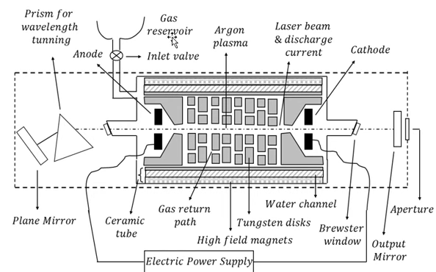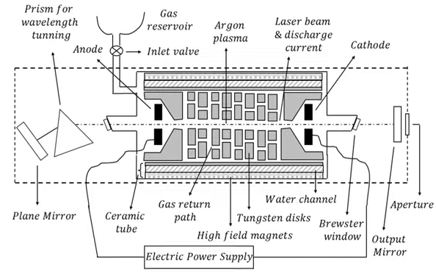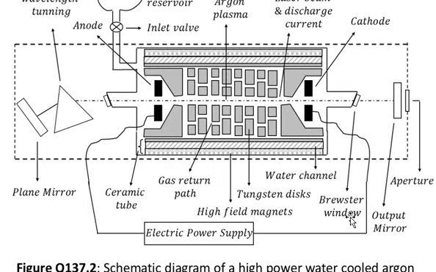Then you have this gas reservoir and the inlet valve of the gas reservoir. So you enter the gas in this region through this inlet valve. And the other part is that you have a Brewster window on both sides of this structure. This is the Brewster window, and this is also the Brewster window over here on both sides. You can convert your laser beams to linearly polarized beams, so that's why the Brewster windows are there.